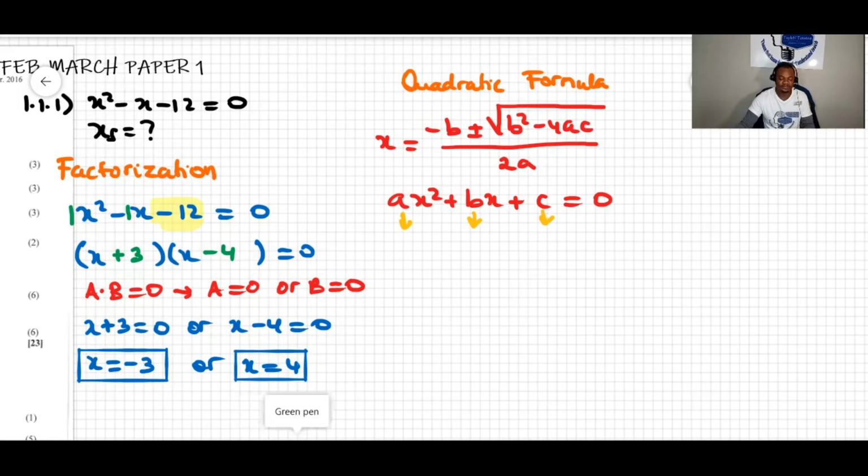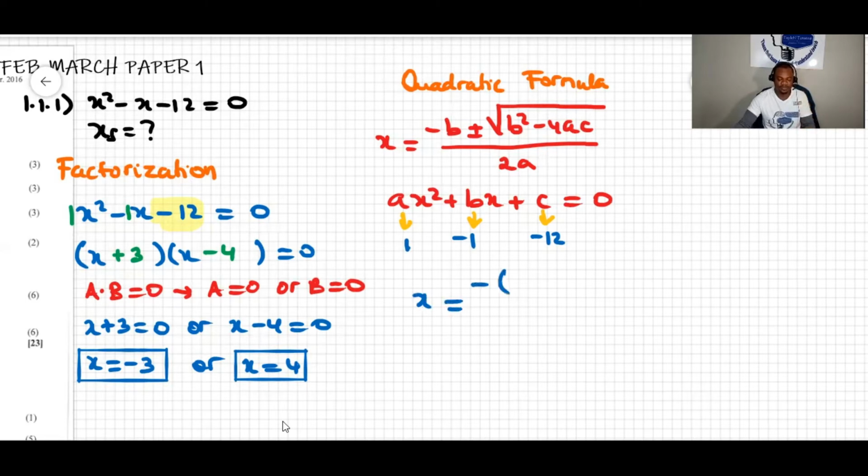So now we can see that when you look over here, a is just 1, so we're going to write 1. b is -1. And then c is -12. Not 12, but -12, because we need to take numbers together with the signs. Now we're going to substitute that into the quadratic formula.